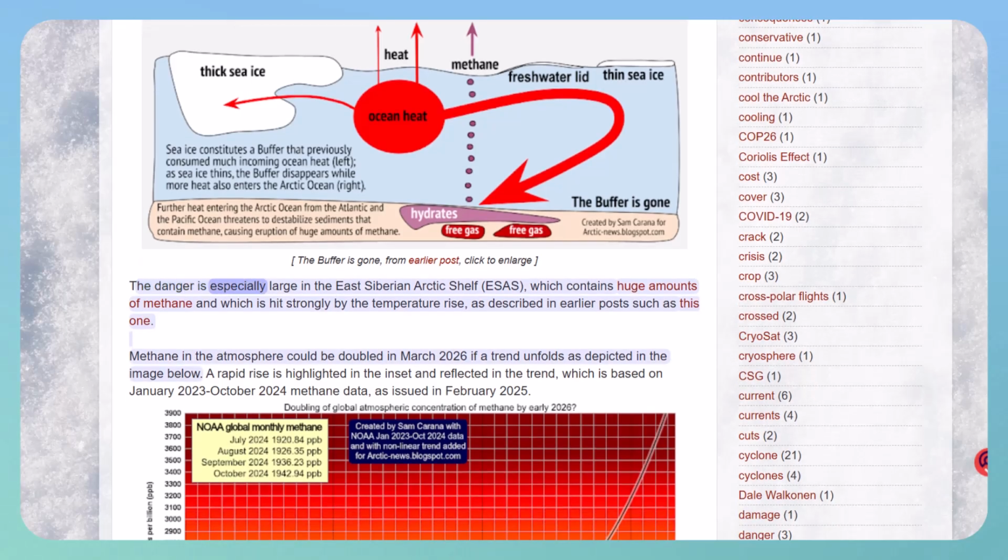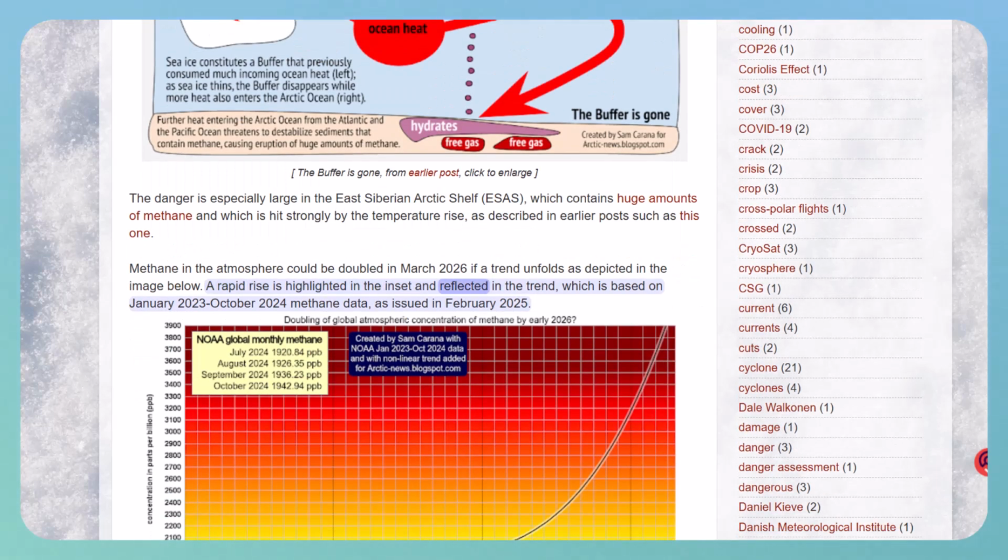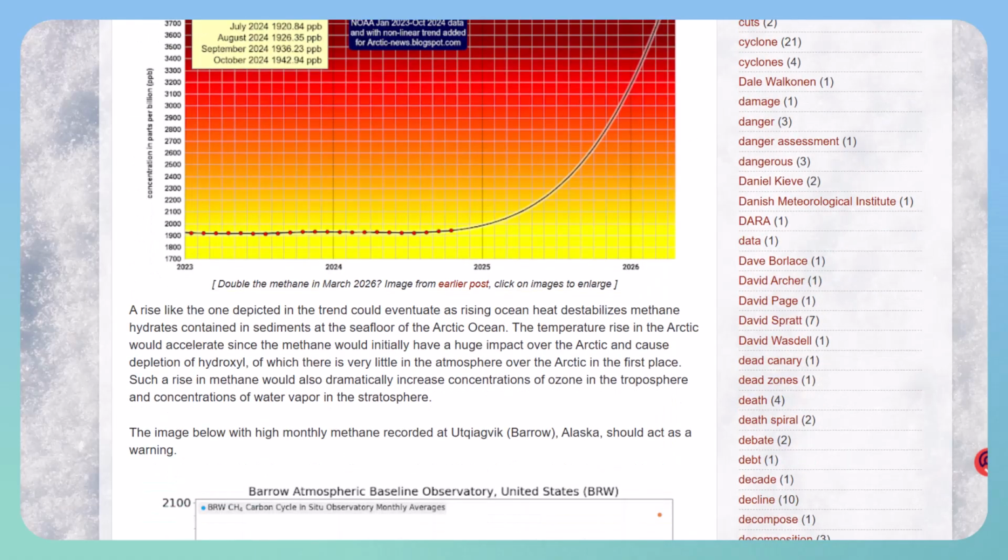Heat danger is especially large in the East Siberian Arctic Shelf, ESAS, which contains huge amounts of methane and which is hit strongly by the temperature rise, as described in earlier posts such as this one. Methane in the atmosphere could be doubled in March 2026 if a trend unfolds as depicted in the image below. A rapid rise is highlighted in the inset and reflected in the trend, which is based on January 2023 to October 2024 methane data, as issued in February 2025. Double the methane in March 2026. Image from earlier post, click on images to enlarge.